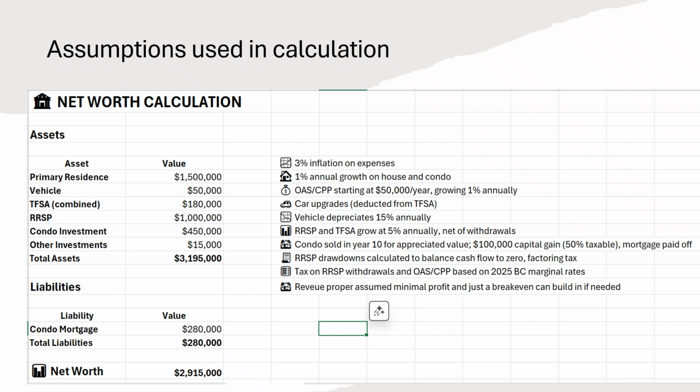These are the assumptions we used in calculating this financial plan, from all the assets, the liabilities, and the current net worth, also the inflation and growth in different areas, as well as the house, et cetera, et cetera, et cetera.